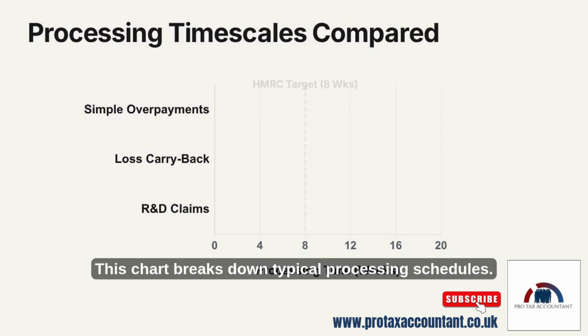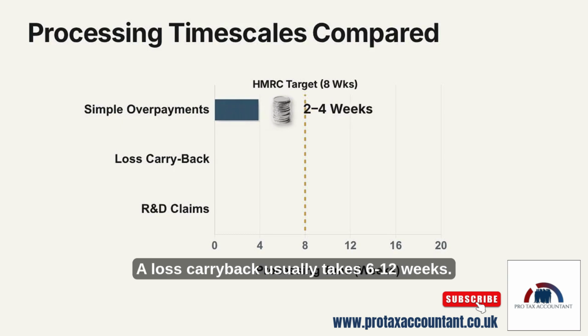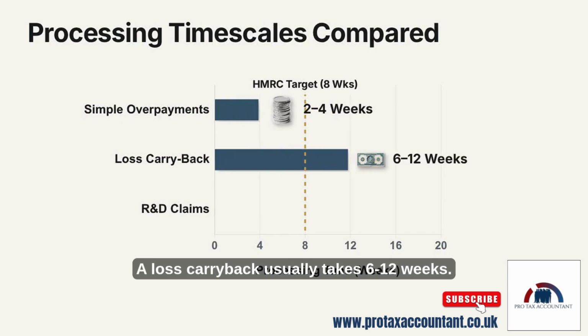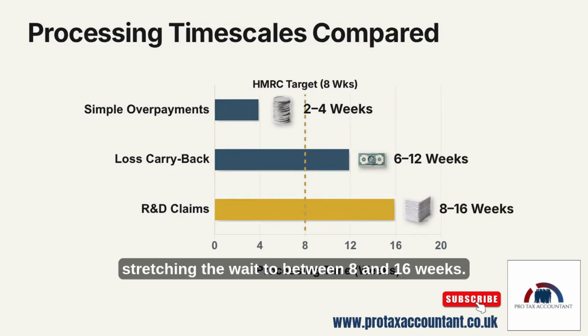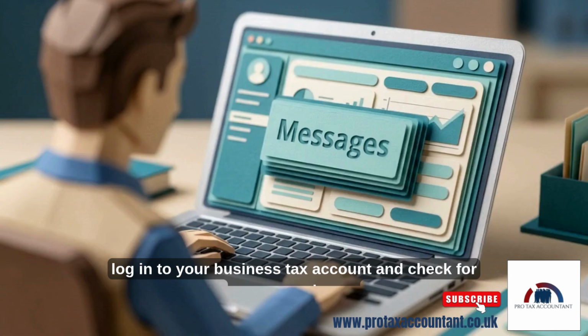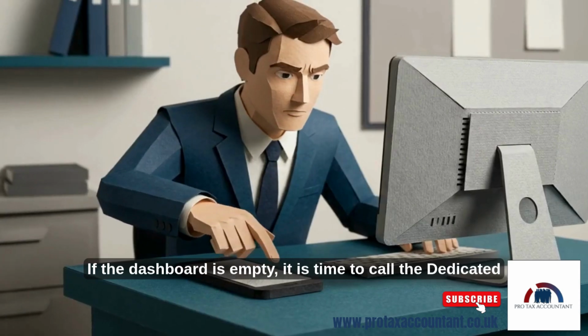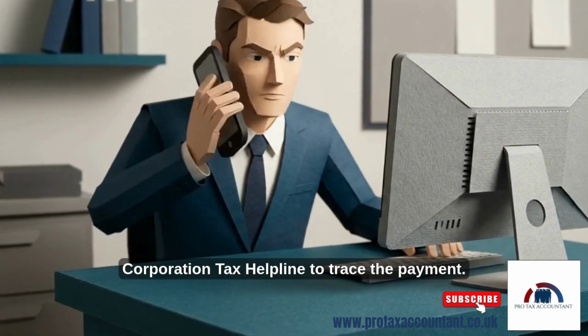This chart breaks down typical processing schedules. Simple overpayments clear in 2 to 4 weeks. A loss carryback usually takes 6 to 12 weeks. Complex R&D claims require the most scrutiny, stretching the wait to between 8 and 16 weeks. If 6 full weeks pass with no communication from HMRC, log into your business tax account and check for correspondence. If the dashboard is empty, it is time to call the dedicated corporation tax helpline to trace the payment.